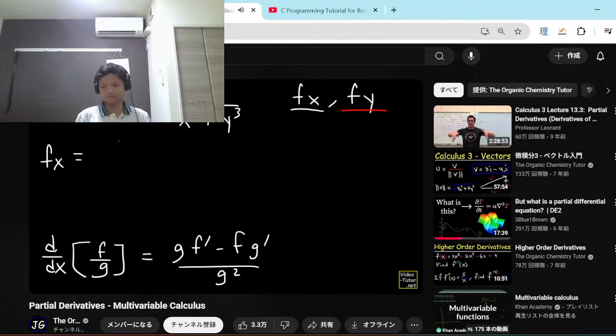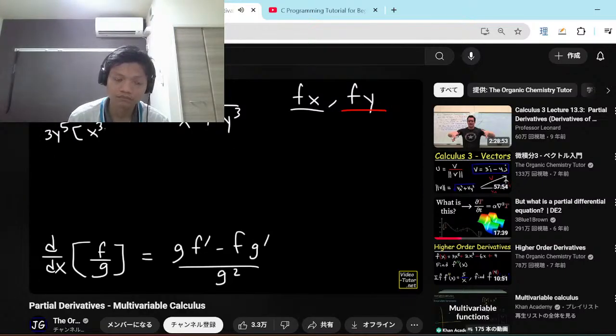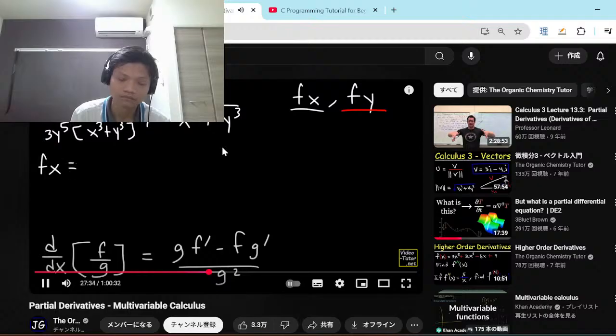So imagine if you were differentiating, let's say, 4 over x cubed plus 7. If that's the case, what you could do is rewrite the function as 4 times x cubed plus 7 to the minus 1, and simply use the power rule. And that's what we're going to do in this example. So first I'm going to rewrite it as 3y to the fifth times x cubed plus y cubed raised to minus 1. So f of x is going to be the constant 3y to the fifth.